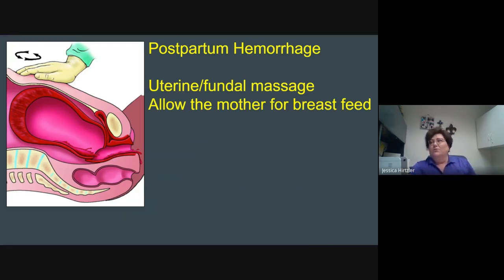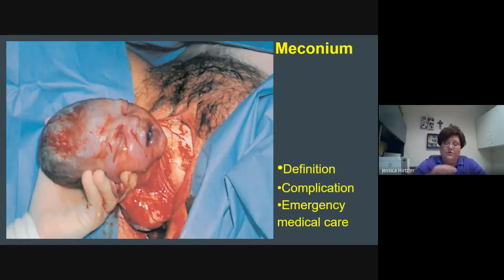Okay, so uterine fundal massages. And she won't like you when you're doing this because it is painful, but it has to be done. This is meconium staining. Okay, we talked about this a little bit earlier.